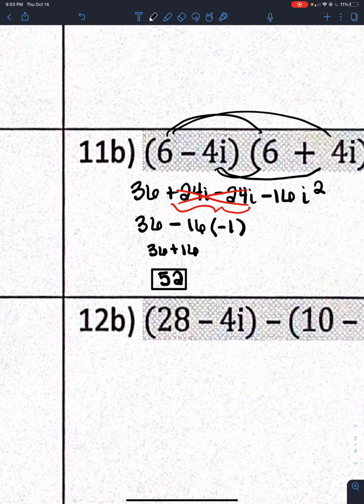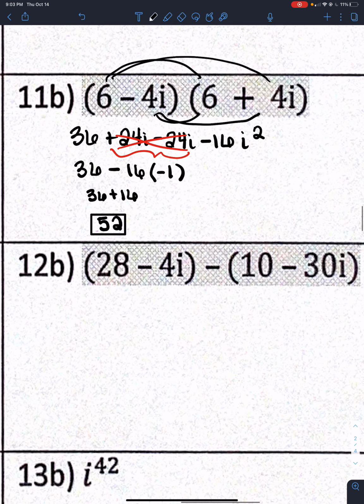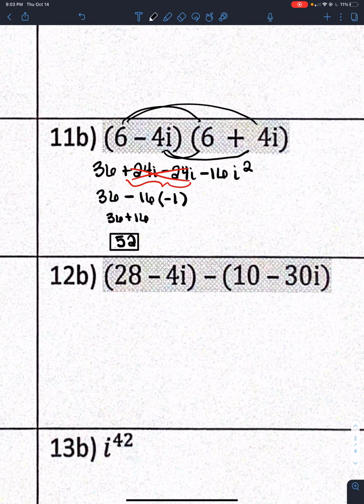All right. Now on number 12b, we're not multiplying, we're subtracting. So I'm going to take the 28 minus 10. Then I'm going to take negative 4i minus negative 30i. So it's already a minus. Now I got to put another negative 30i.